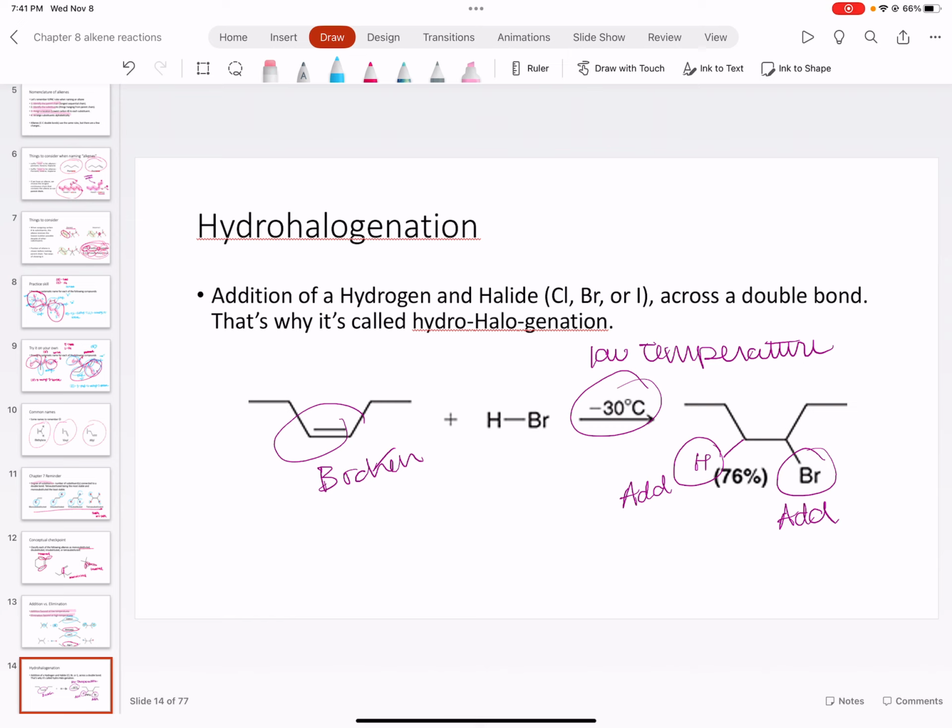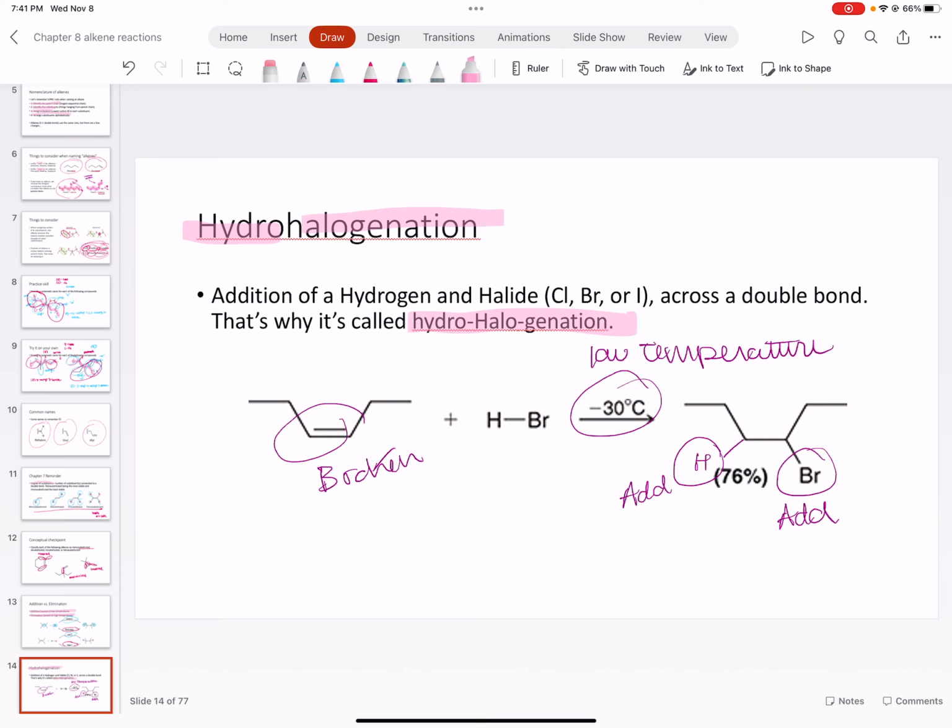Okay, so keeping that in mind, we can begin. So then we have hydrohalogenation. It's addition of a hydrogen and a halide. Our halides can be chlorine, bromine, or iodine, added across a double bond, and that's why it's called hydrohalogenation.